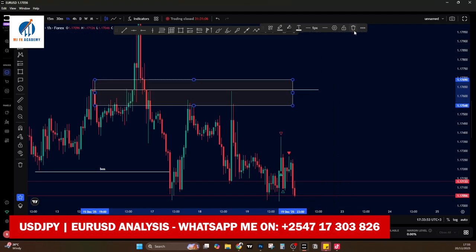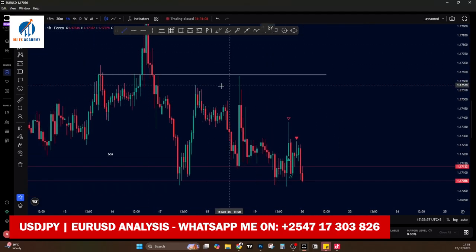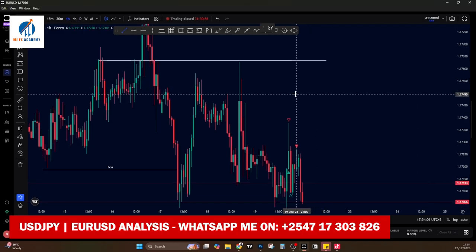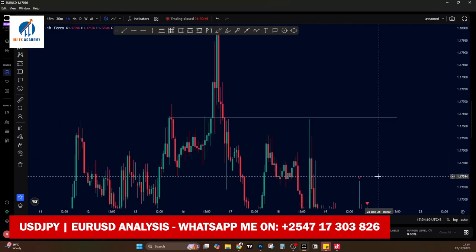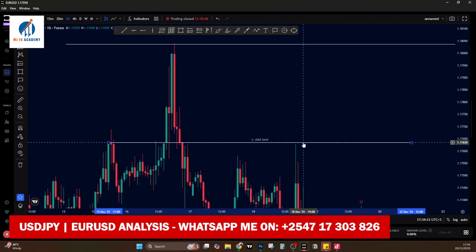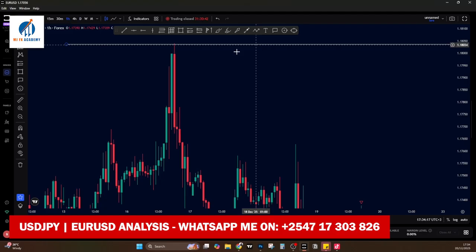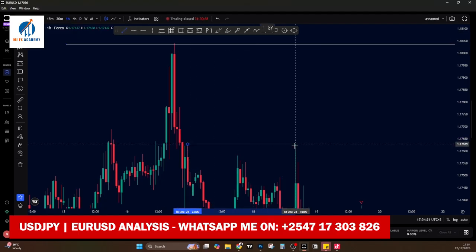Okay, now look at this. The market came, took out. Okay, there is something here that looks like relative equal highs. In trading, you have to have the third eye, because if you cannot spot liquidity, you become the liquidity. Look at that.